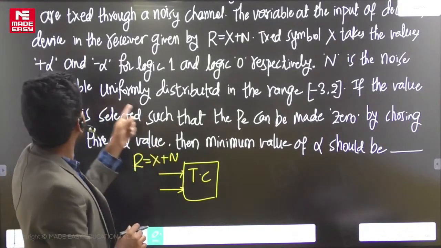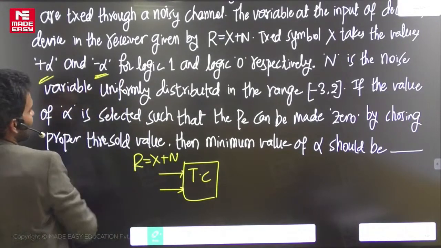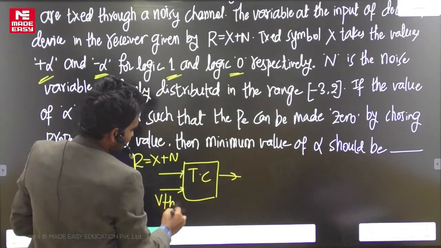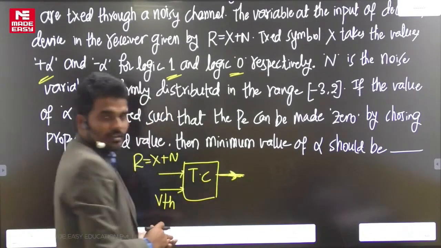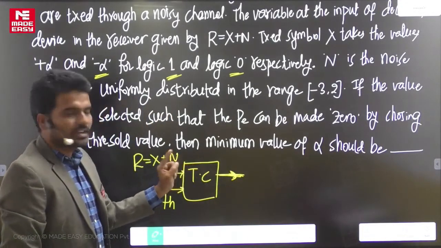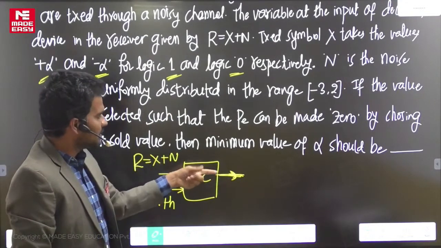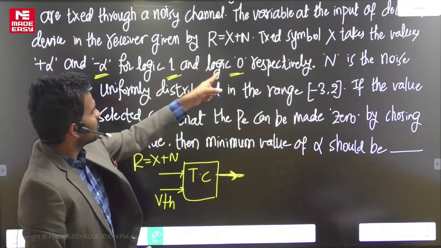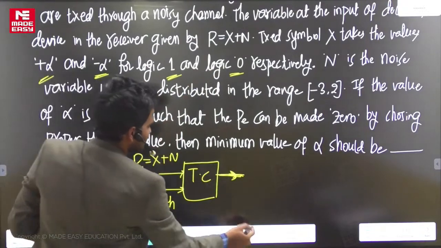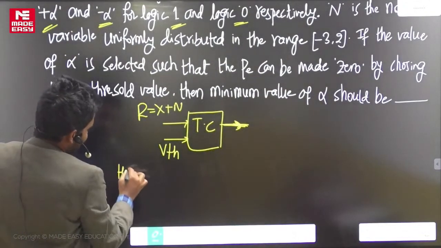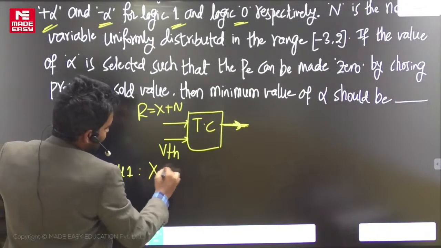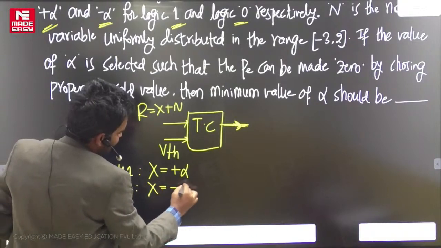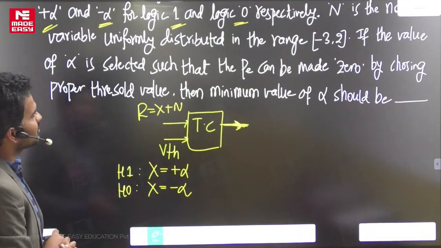The transmitted symbol X takes the values plus alpha and minus alpha for logic 1 and logic 0. There is a threshold V threshold. If R is greater than V threshold, the decision will be taken in favor of 1, and if R is less than V threshold, the decision will be taken in favor of binary 0. In transmitting binary 1, I'm denoting it H1, hypothesis 1, the transmitted symbol X is plus alpha, and in transmitting binary 0, X equals minus alpha.